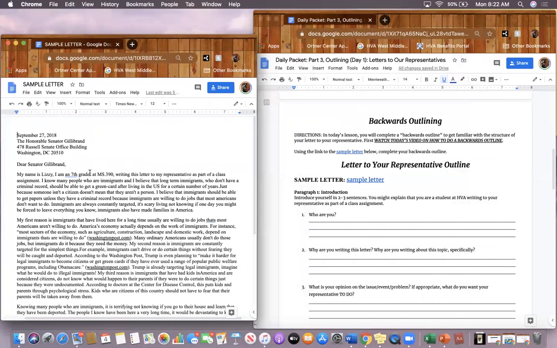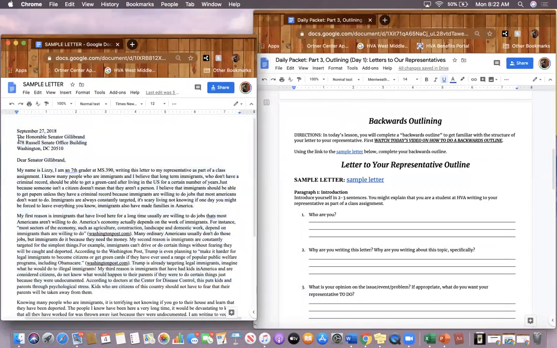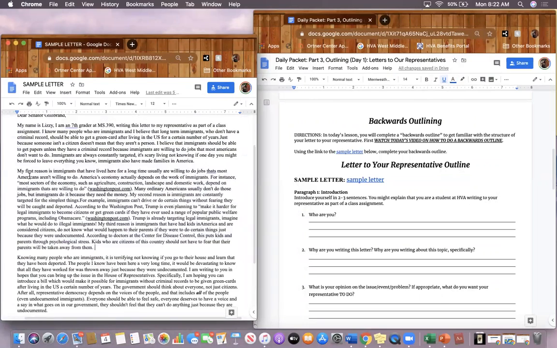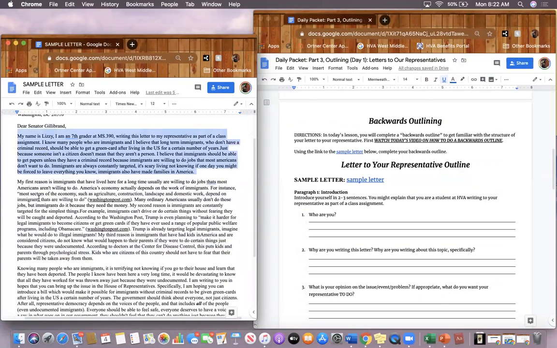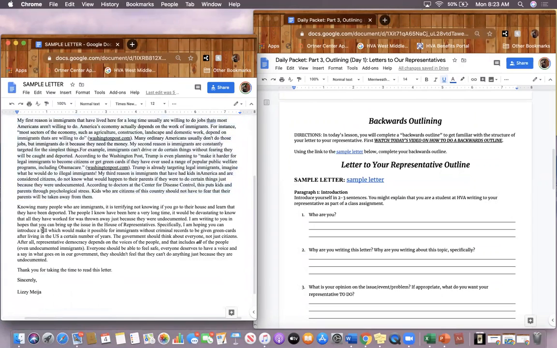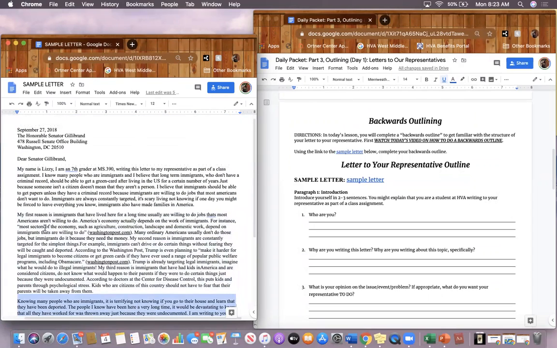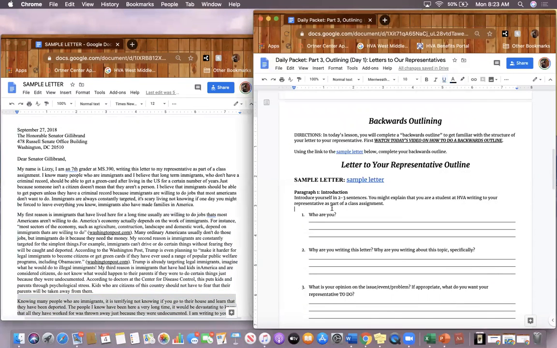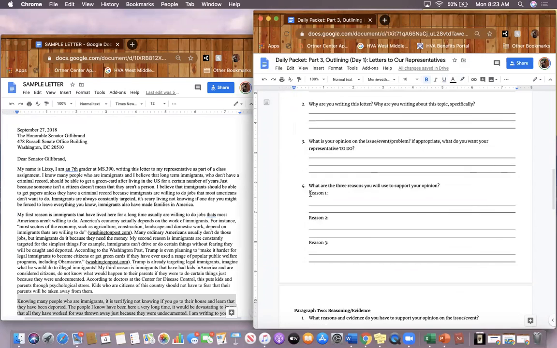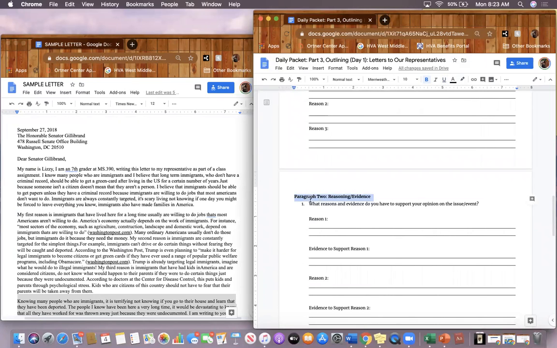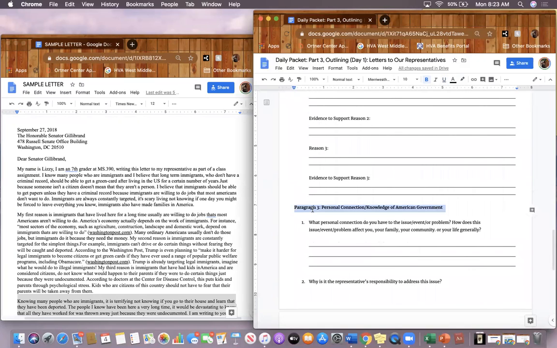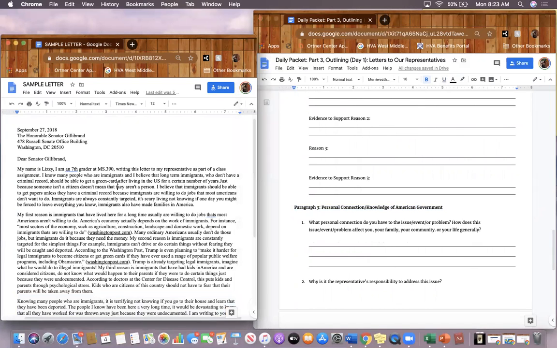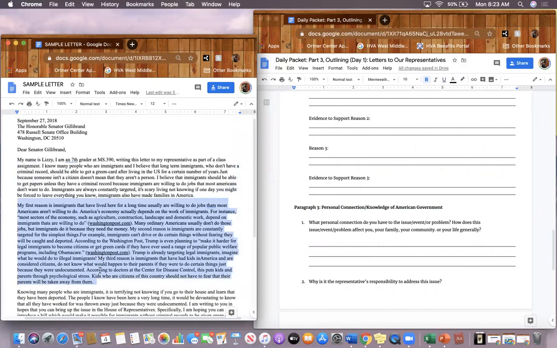Okay, so I've got my exemplar letter on one side, and this is just an example letter from last year. You'll notice that the example letter, it's just 3 paragraphs. 1, 2, 3. Okay? Your outline is also divided into 3 paragraphs. Paragraph 1, the introduction. Paragraph 2, reasoning evidence. Paragraph 3, personal connection, knowledge of American government. Okay? This person has the same 3 paragraphs.